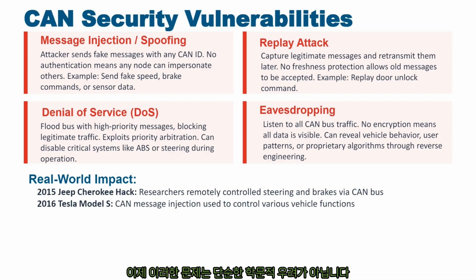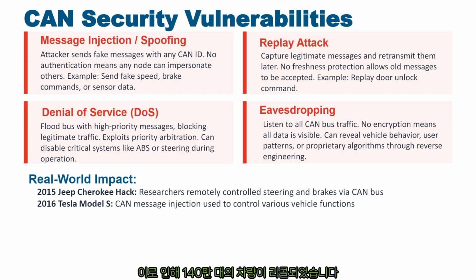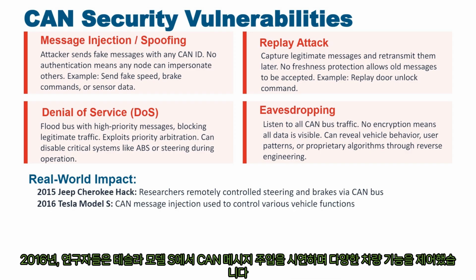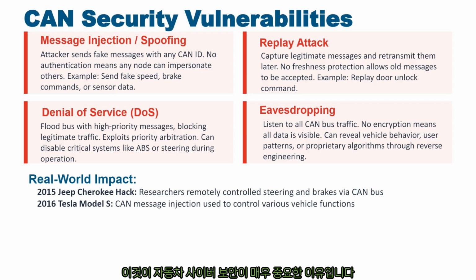Now, these aren't just academic concerns. Look at the real-world impact at the bottom. In 2015, researchers remotely hacked a Jeep Cherokee and controlled the steering and brakes through the CAN bus. This led to a recall of 1.4 million vehicles. In 2016, researchers demonstrated CAN message injection on a Tesla Model S, controlling various vehicle functions. These attacks proved that CAN vulnerabilities are real, exploitable, and dangerous. This is why automotive cybersecurity is so critical.